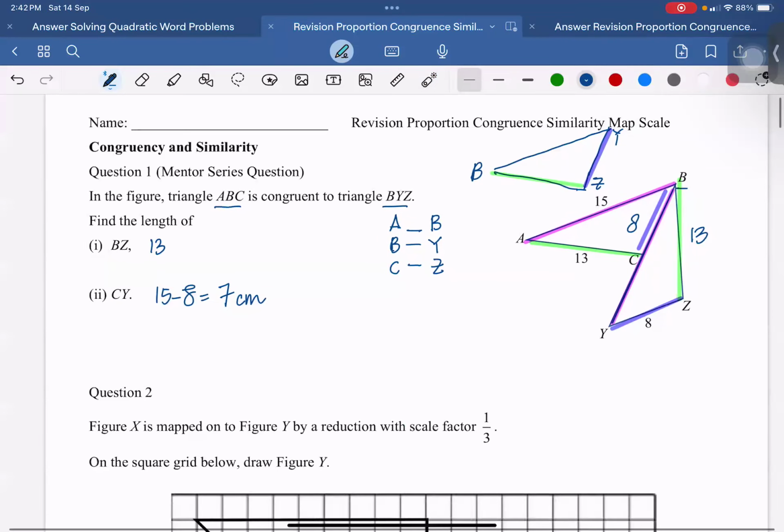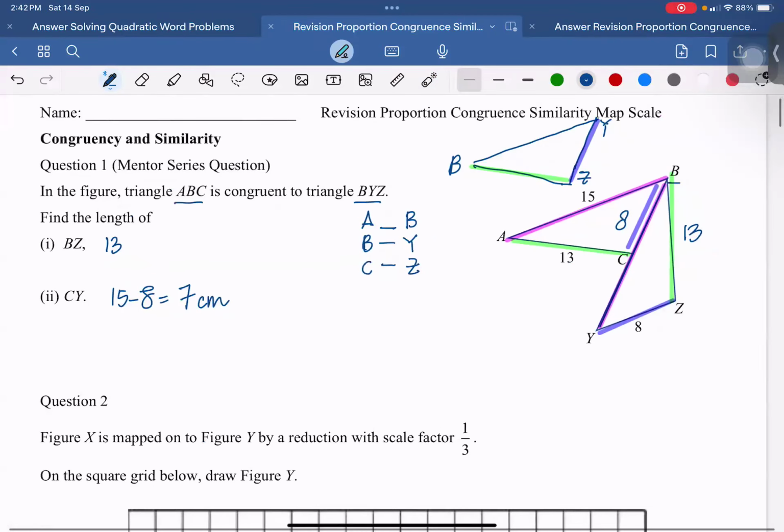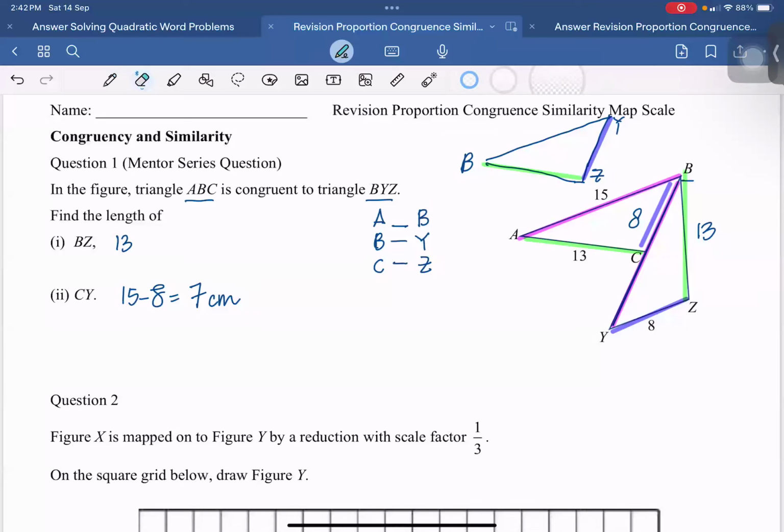There are a few types. I just want to highlight a little bit, for those of you who are here and whoever may watch the video, that when we do congruency and similarity, we also have to think of some transformation.